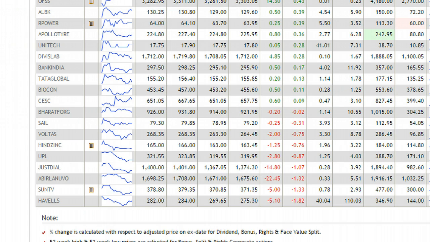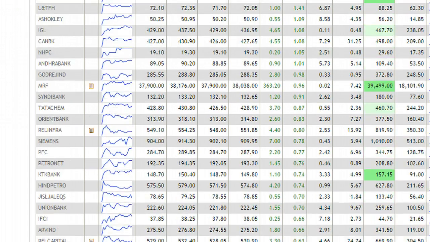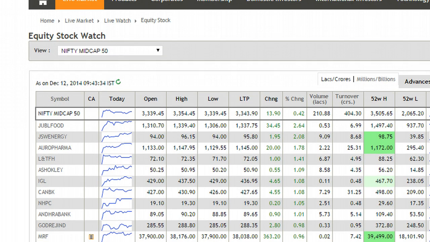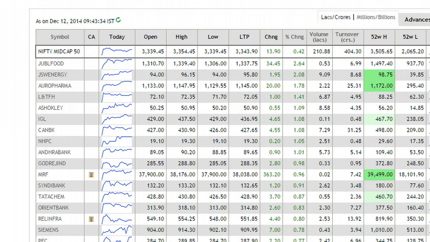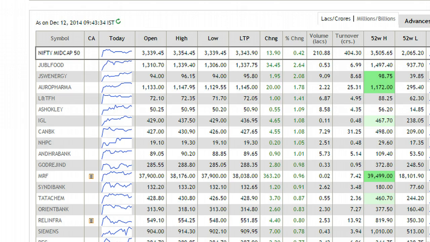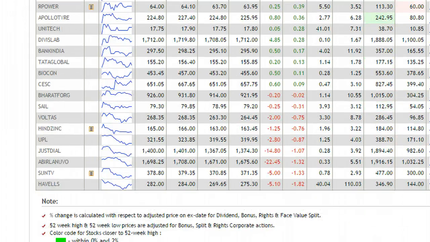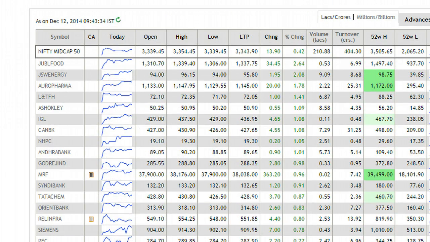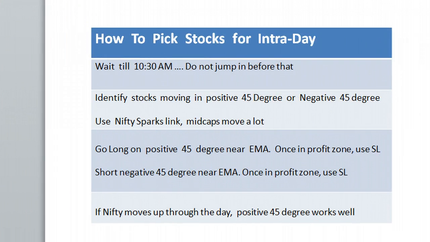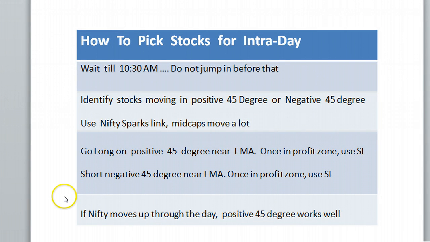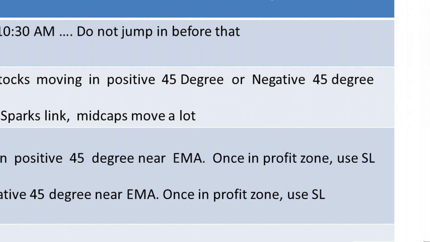You can quickly identify just by looking at this. This tool is very important, and I'll put the URL of this Nifty Sparks, as they call it. And typically the mid cap will actually move by a lot. You will see some stocks actually gaining by 5% to 10% very easily, and this is how I try and identify stocks for intraday. And I will try to automate this in the form of a dashboard, but that's going to take some time. Until then, we'll have to manually look at this and use this.